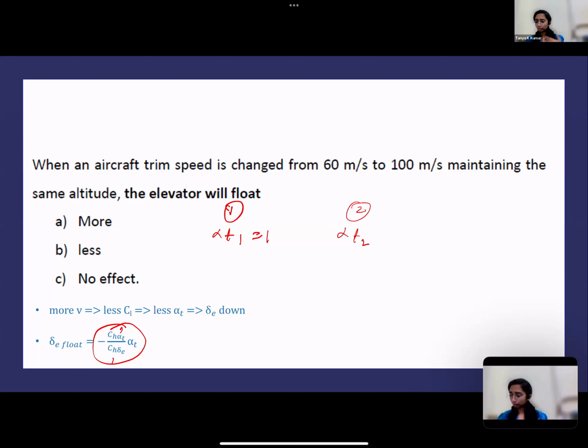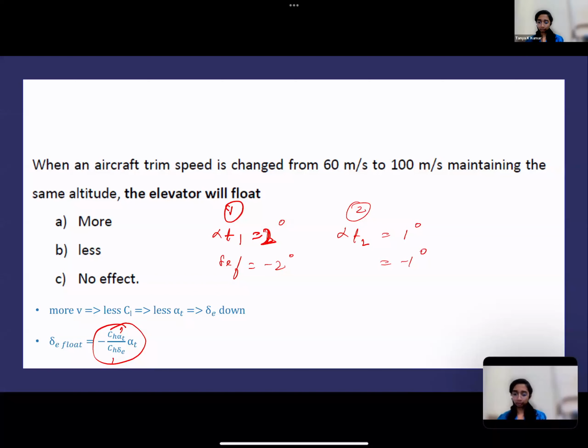So at the first condition, your alpha tail is, say, 1, and the second condition, your alpha tail is increased, right? Sorry, I'll start again. For your first condition, when it's flying at 60, let's take it to be 2 degrees. For your second condition, let's take it to be 1 degree, correct? When you increase your velocity, you need to reduce your angle of attack, right? So how much will be delta E float here if both these derivatives are 1? Here it will be minus 2 degrees. Here it will be minus 1 degree, correct?